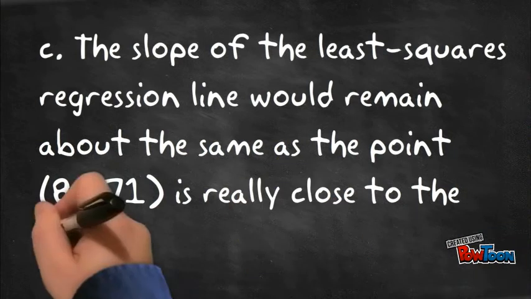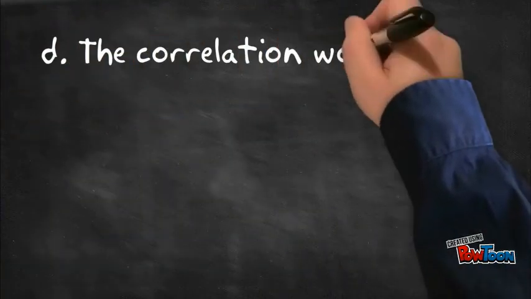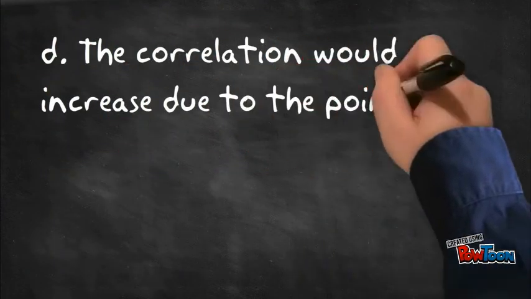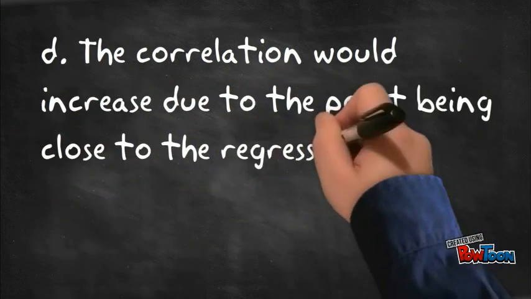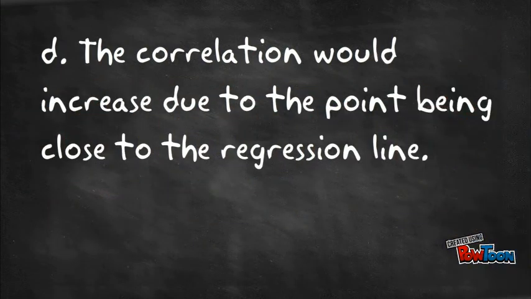It would remain about the same because it's really close to the line. It wouldn't affect the data set. And for D, you're asked would the correlation increase, decrease, or remain about the same? Correlation would increase due to the point being very close to the regression line.